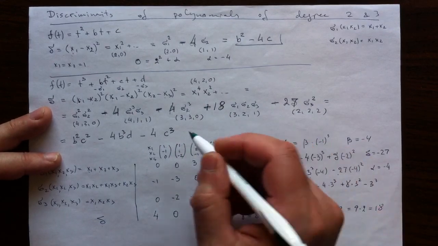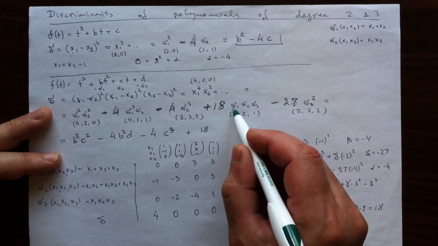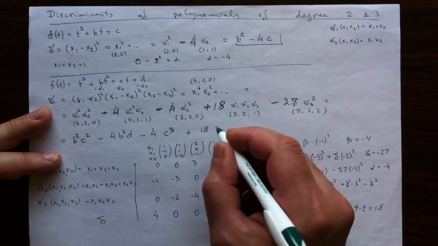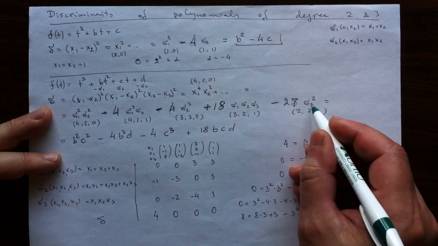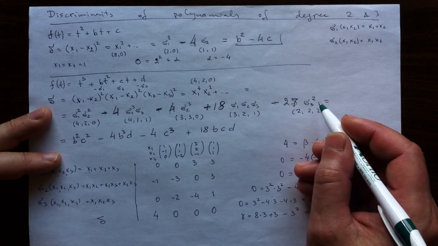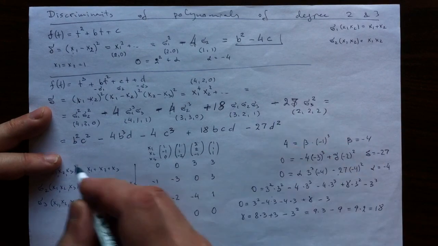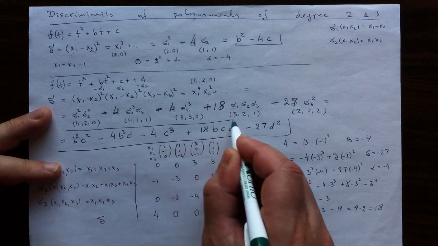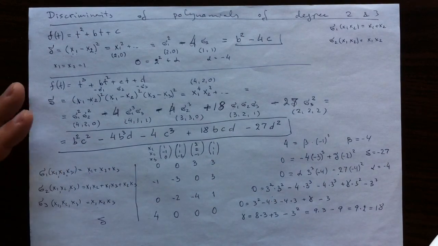Sigma 2 is cubed. Then with coefficient 18, I have the product of all of them. Again, this is negative b, this is negative c, this is, sorry, negative d, this is positive c, will be 18 times b, c, d. And then with negative 27, I have sigma 3 squared. Sigma 3 is negative d, but squared it will be just d squared. So that is the compact answer in terms of coefficients for the discriminant of a polynomial of degree 3.